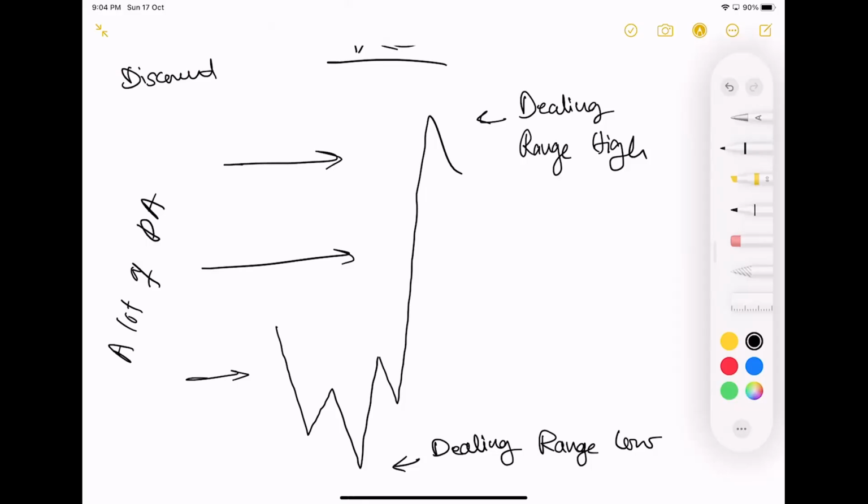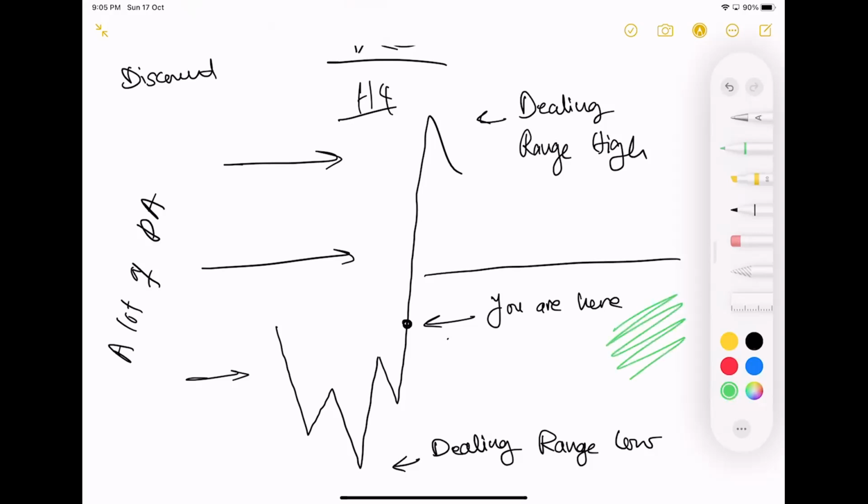Now let's assume that you are over here, and let's say this is the 4-hour time frame. You are here on the 4-hour time frame. What are you going to do on the lower time frame? Are you going to be buying or selling? If you say buy, right, we have discount and premium. You want to be bullish down there. All right, good. Then what about over here? What are you going to do over here?